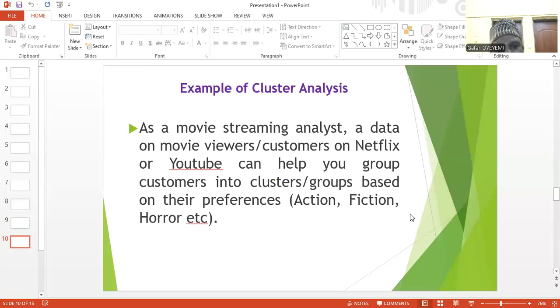Another example is streaming analysis that collects information on customers or viewers, maybe on Netflix or YouTube. This information can help the analysts in grouping customers or viewers into groups or clusters based on their preference, whether they prefer action movies, fiction movies, or horror, as the case may be. So those are the two examples of cluster analysis.